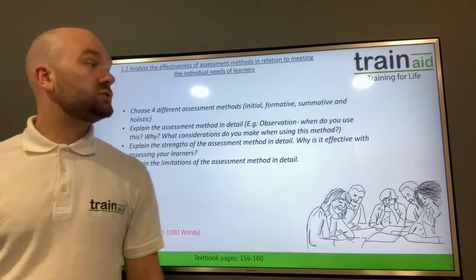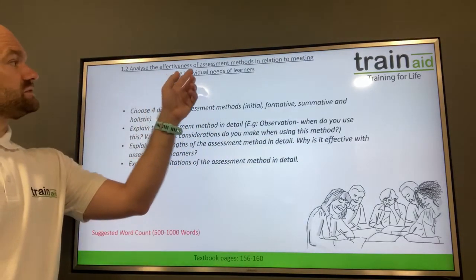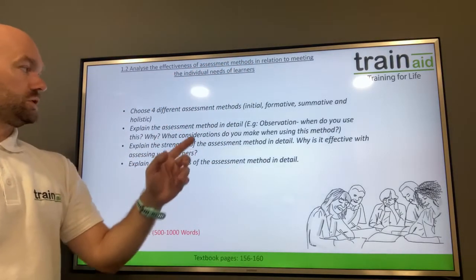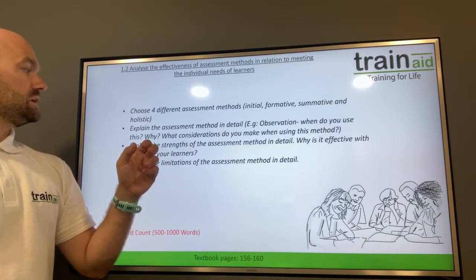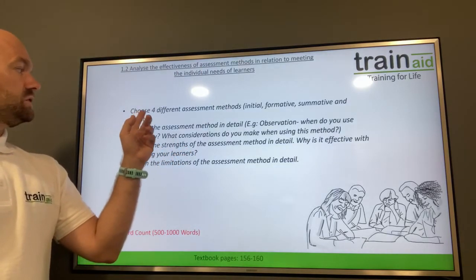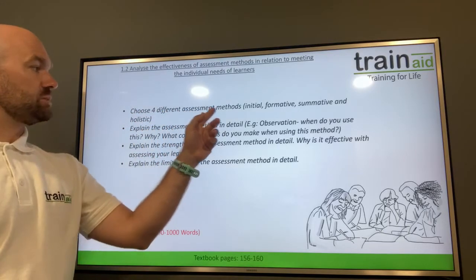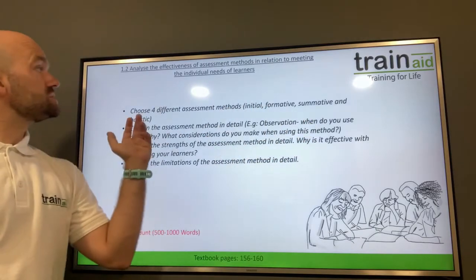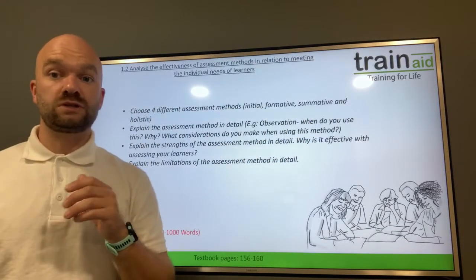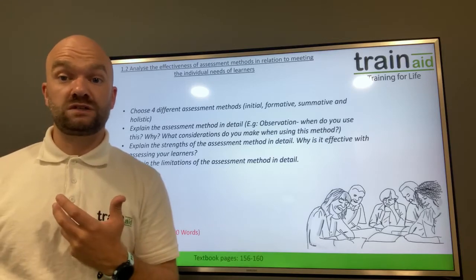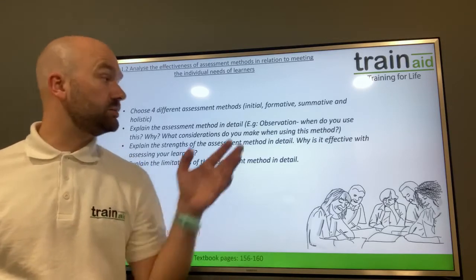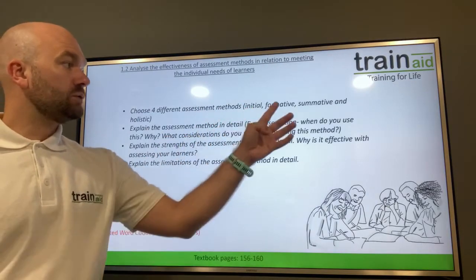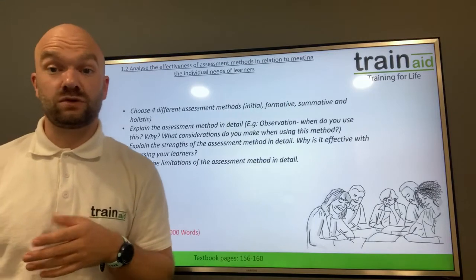We're just going to move on to criteria 1.2, analyse the effectiveness of assessment methods in relation to meeting the individual needs of learners. So what we are looking for here is once again for you to choose 4 different assessment methods, and you can select from initial, formative, summative, and also holistic as well. So you can have a range of different methods, any 4. It can be from a variety of different methods, or perhaps you can stick with 4 formative, or 4 summative, for example, any 4.